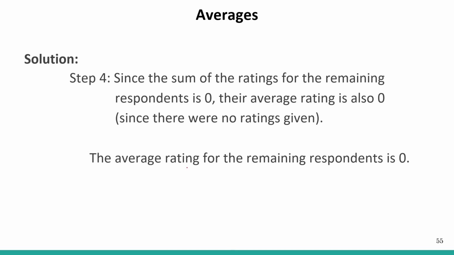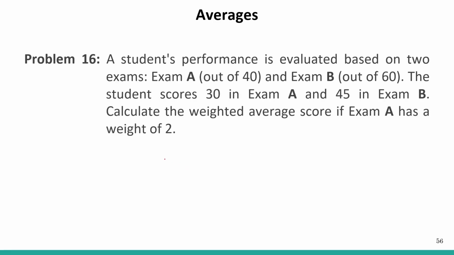So the average rating of the remaining respondents is actually 0. So let's see problem number 16. A student's performance is evaluated based on two exams, exam A and exam B. The first one is out of 40 and the second one is out of 60. They are called A and B respectively.